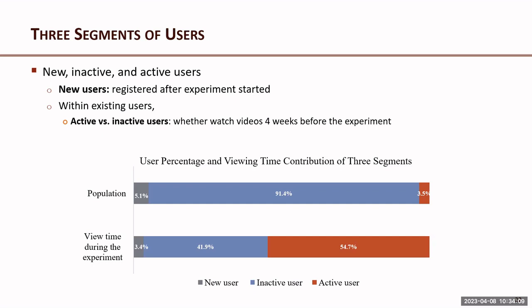If we look at the user population percentage and the viewing time contribution during the experiment, we will see that new users are about 5% of the population and contribute 3% of viewing time. Inactive users, although they are 91% of the population, only contribute 42% of the real income. In contrast, active users, who are only 3.5% of the population, contribute the most of the real income, around 55%. We further find that it is these active users who respond positively to a more diversified algorithm.